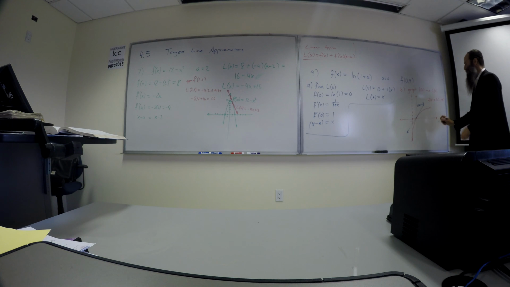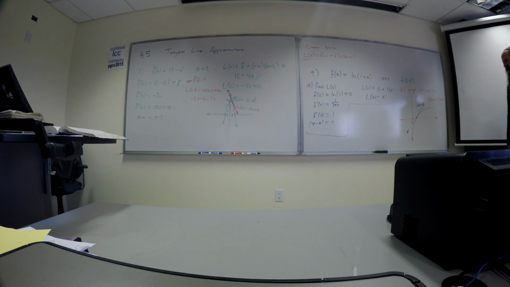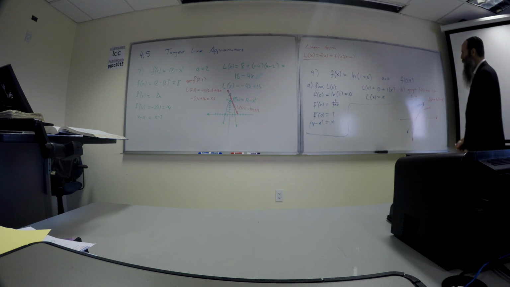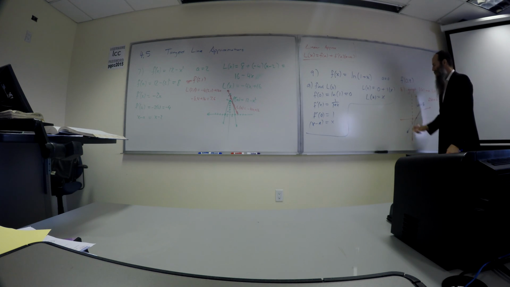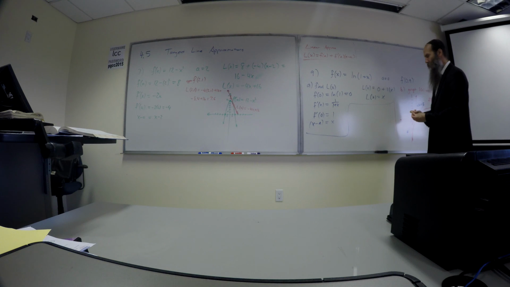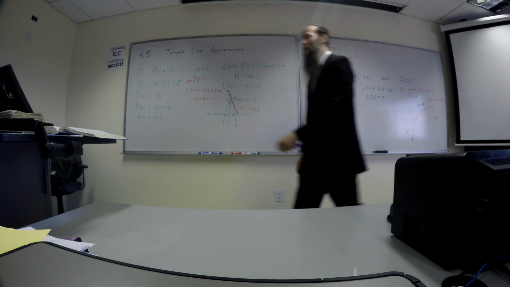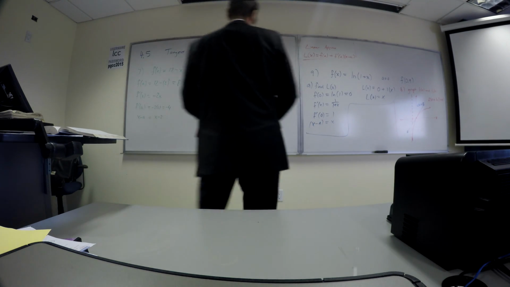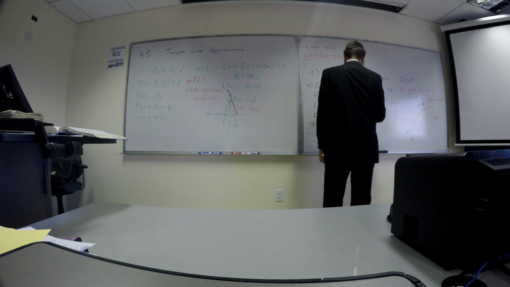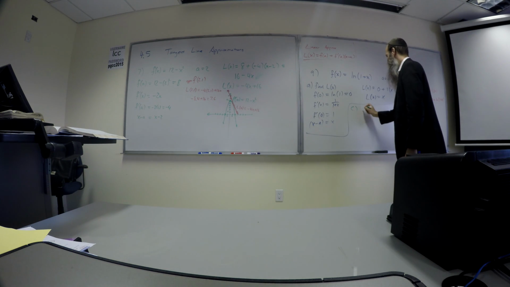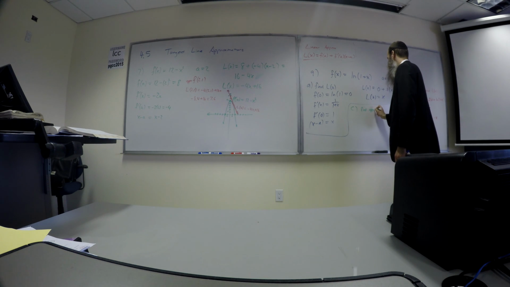So anyway, that was part B. We drew the picture. Now I want to approximate this thing at 0.9. Now part C. Where's the green? I lost the green. There it is. Compartmentalize this thing here. Part C. Find an approximate of f at 0.9.